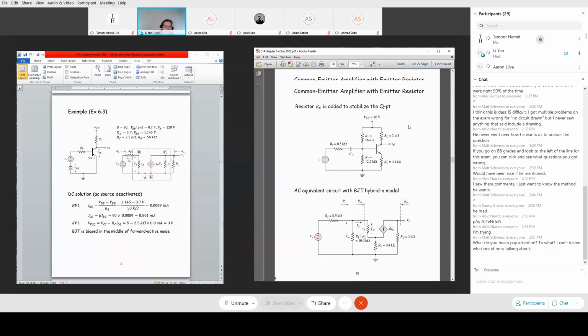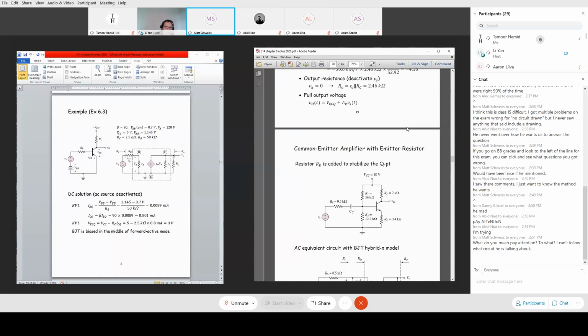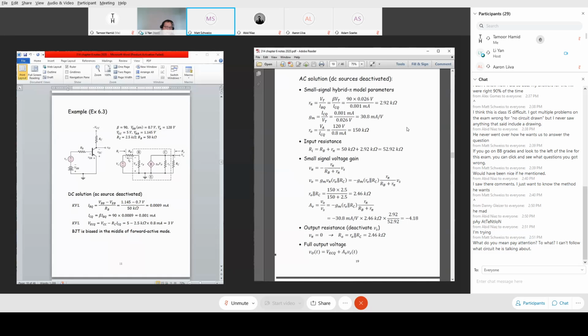Professor, the slide says that the resistor RE is added to stabilize the QPT. Does that mean there are circuits where there is not a stable QPT?